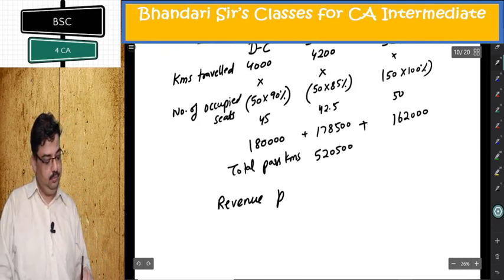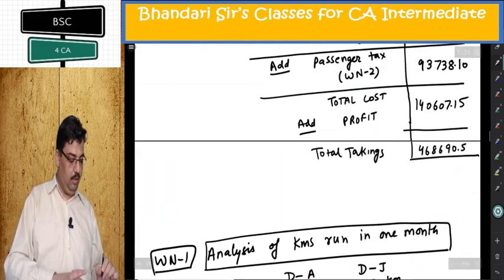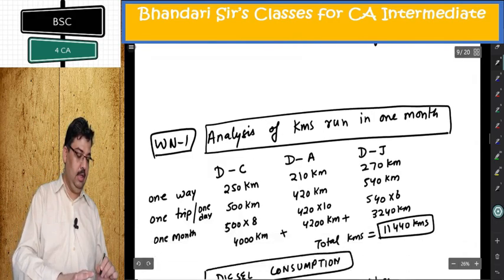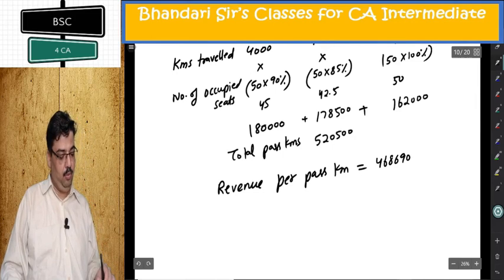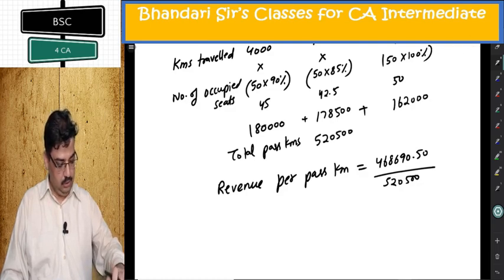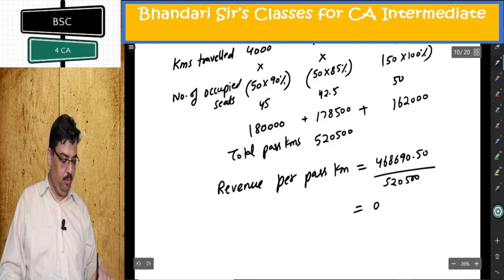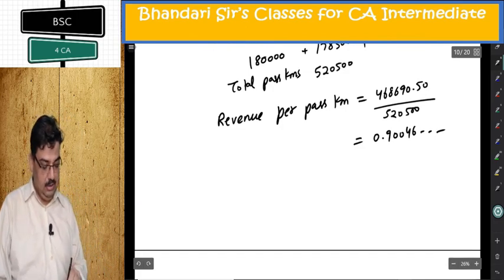Revenue per passenger kilometer is equal to total revenue, 468690.5 divided by 5,20,500. I am getting 0.90046 and so on. Now, the one way fare answer.